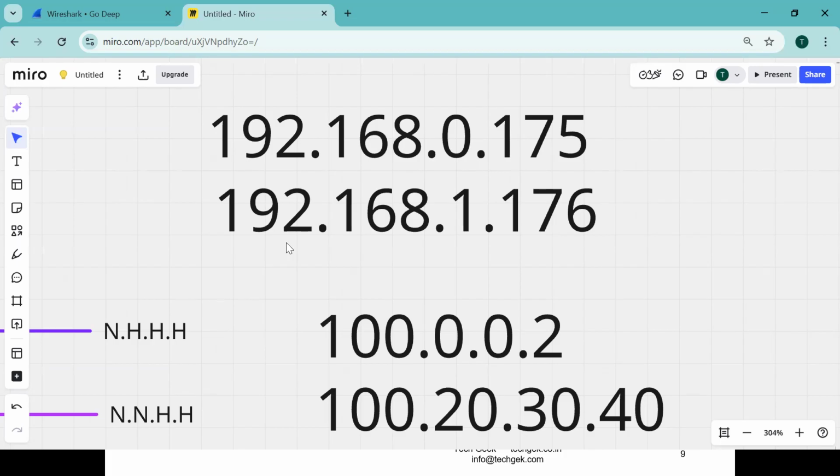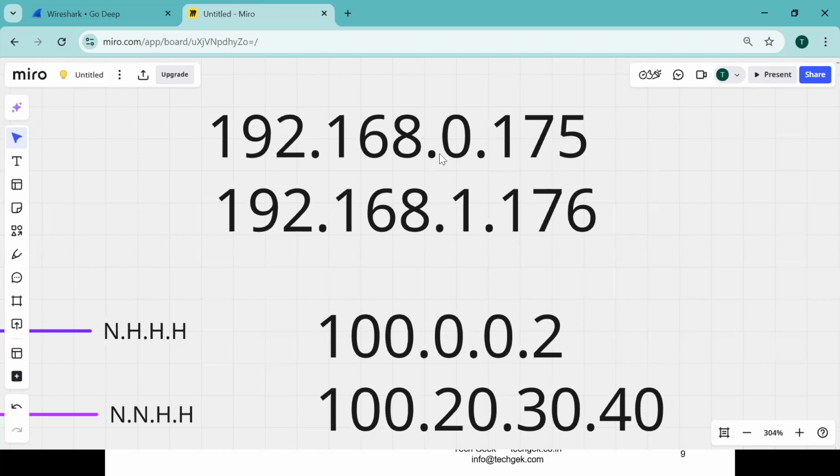Yep. So this is how it will be there. Whenever we have these IP addresses, it all depends upon the classes. Do they belong to the same network or to different networks? That's how it works. That's the process.